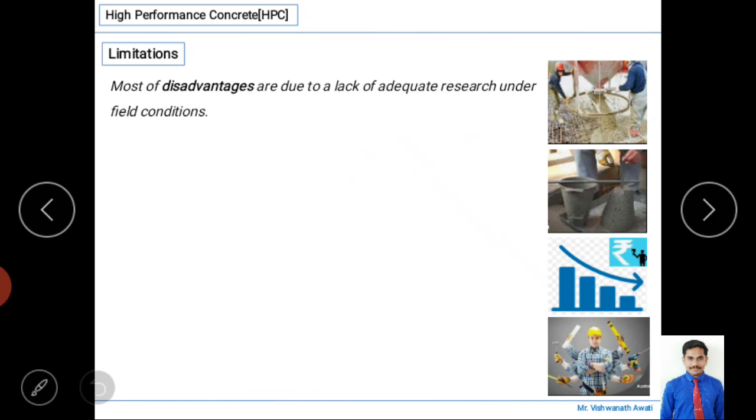Next, limitations. Some limitations are there, and it all depends on the property and the different materials, but generally a few limitations are there. Mainly the limitations are related to expertise in the selection of material, preparation of material, placing of the concrete, and other things. Mainly more attention and more care is required while preparing and while placing the concrete. So we'll see one by one.